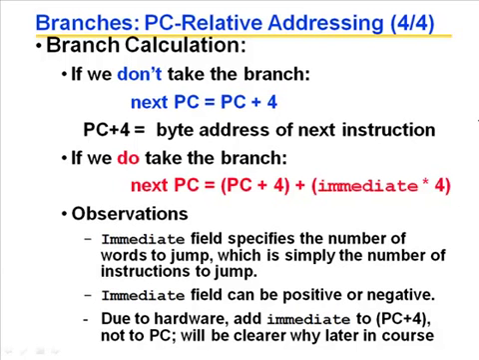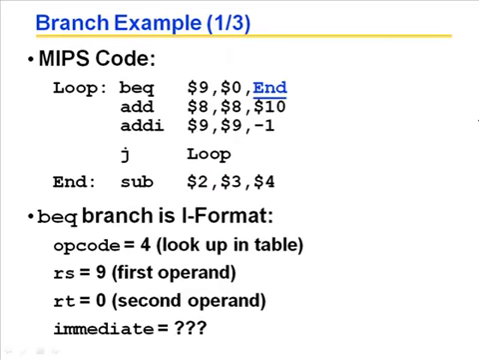Well, actually be clearer in the very next lecture when we talk about how the memory is stored. So here's some MIPS code. You have a loop here. Branch equals: if register 9 equals register 0, branch to n.